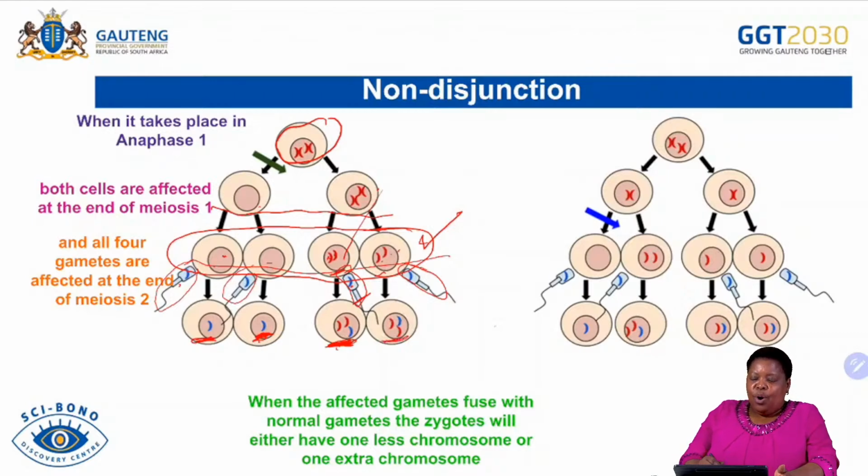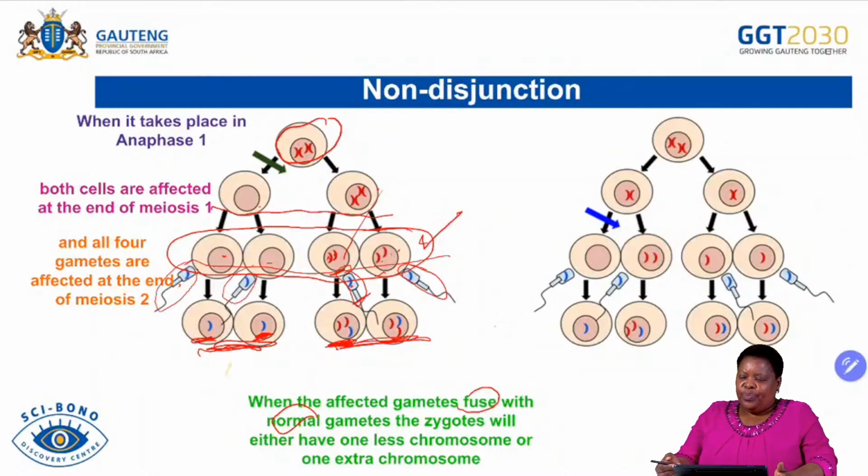Okay, now let's read this statement again, because most of the examiners like it when you are explaining what non-disjunction is. So we are saying at the end of meiosis II, when the affected gametes fuse with the normal gametes, the zygote will either have 1, we have proved that, the zygote will either have 1 less chromosome or 1 extra. I hope this makes sense, grade 12 learners.